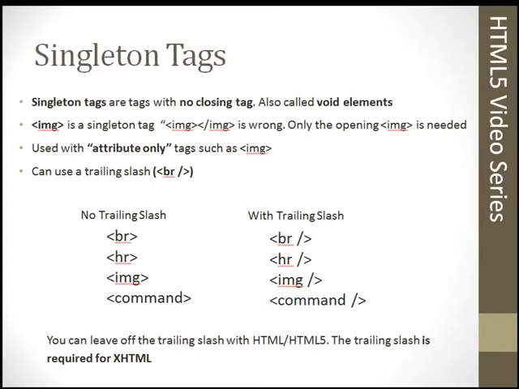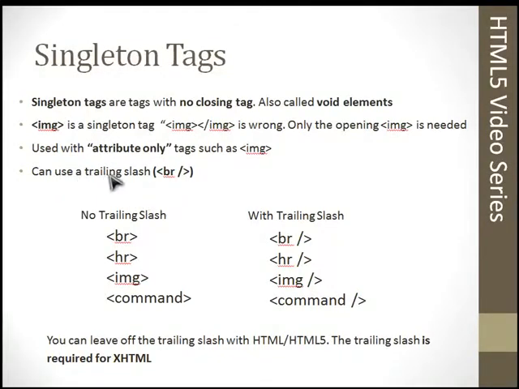Singleton tags are tags that do not have a closing tag. They can also be called void elements. An example of a singleton tag would be the image tag, the img tag. This right here, img open tag, img close tag, is wrong. Only the opening img is needed. And this is usually used, or always used, with attribute only tags such as image.